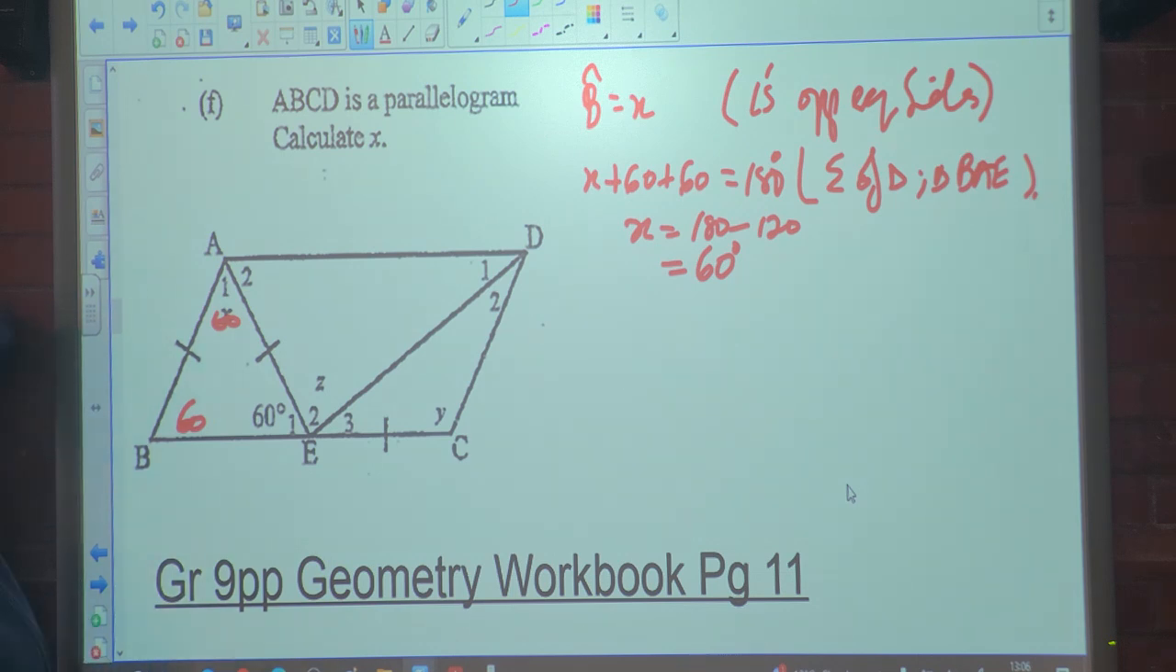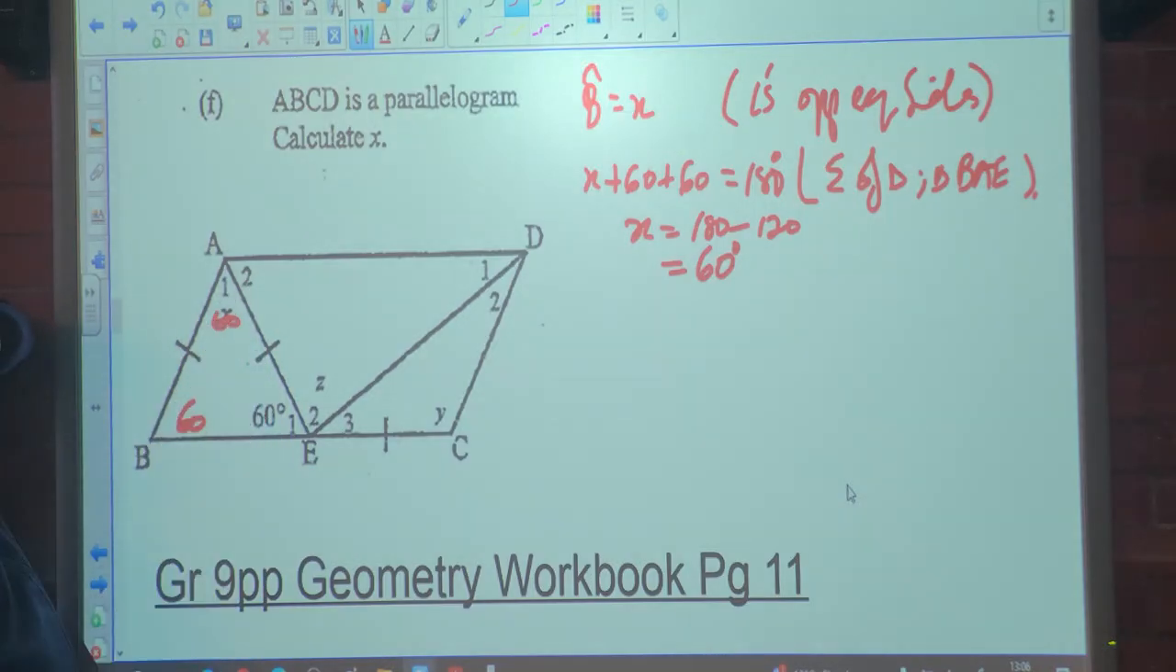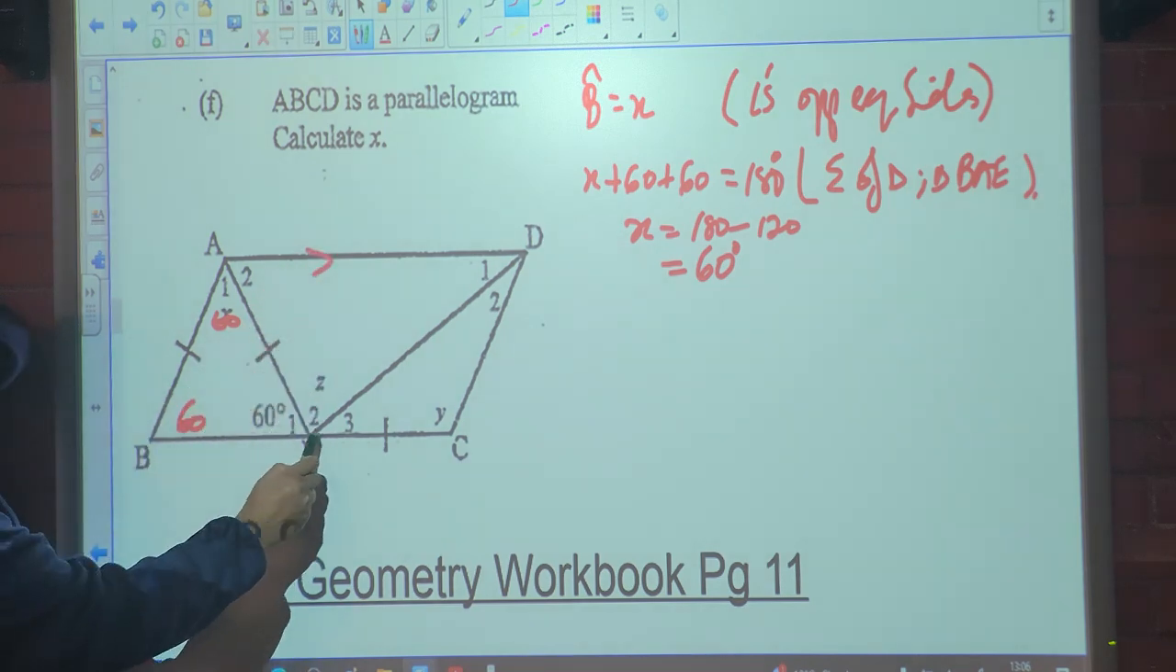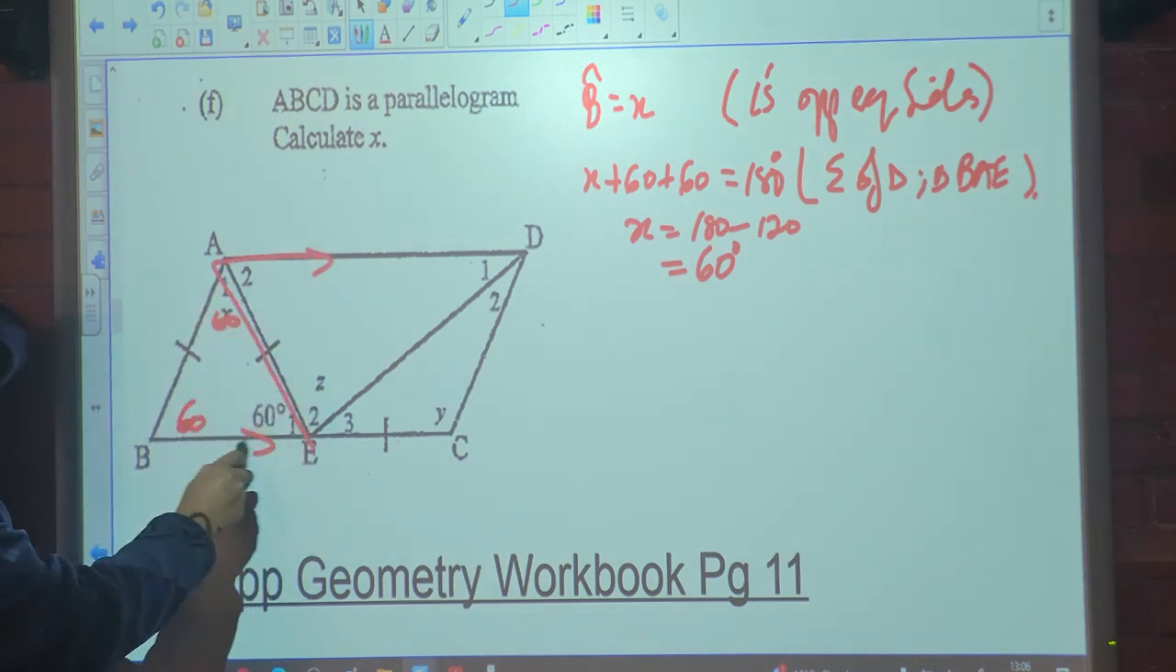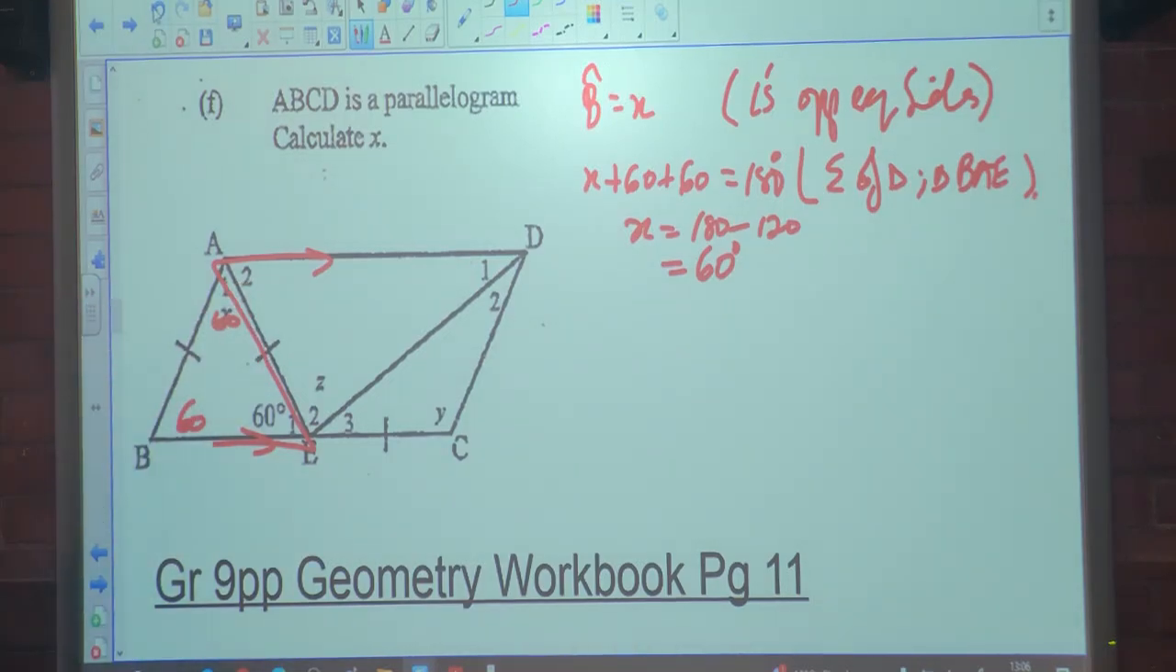Sorry? Opposite angles in a parallelogram. But we don't have two. But we can get it, because these lines are almost parallel, not so? So alternate angles are equal. So that's also 60. Okay?